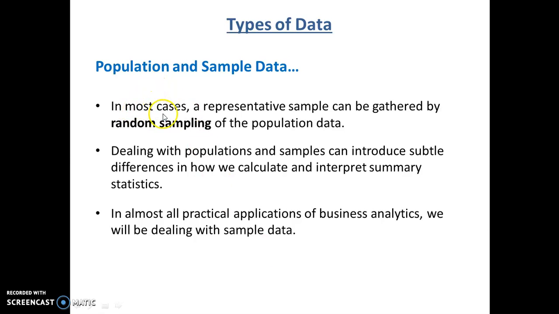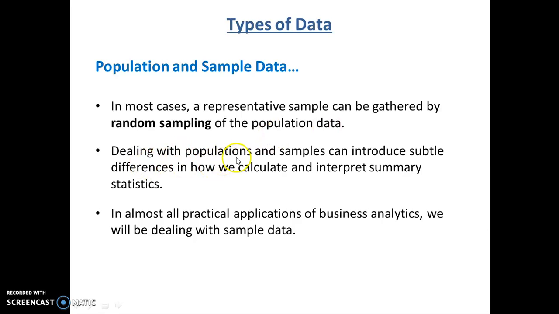Then in most cases a representative sample can be gathered by random sampling of the population data. Population data is nothing but a large amount of data. Instead of taking the sample from a particular subset itself, you can take different samples from different subsets. By that there is no order over there, so it is called random sampling.